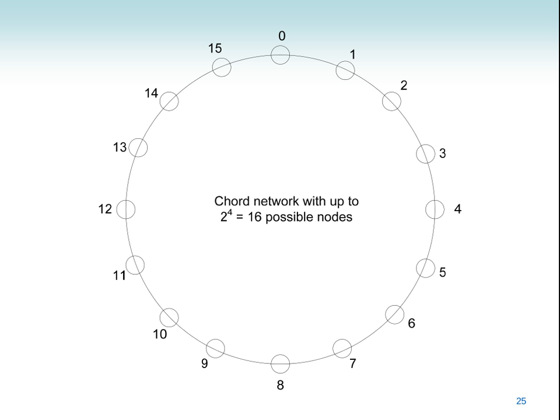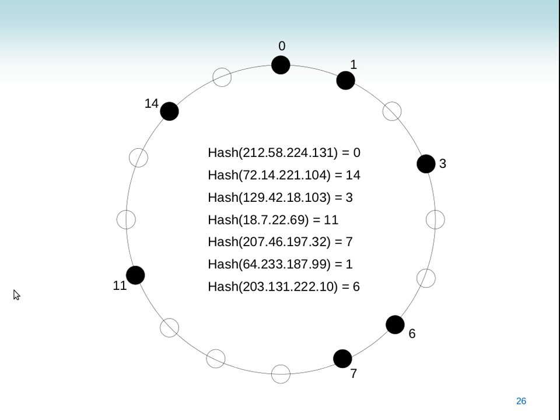The hash values are 0 through to 15. Let's put some nodes in the network to start this example. I've got, in this case, 7 computers on the internet. They want to be part of this peer-to-peer system.